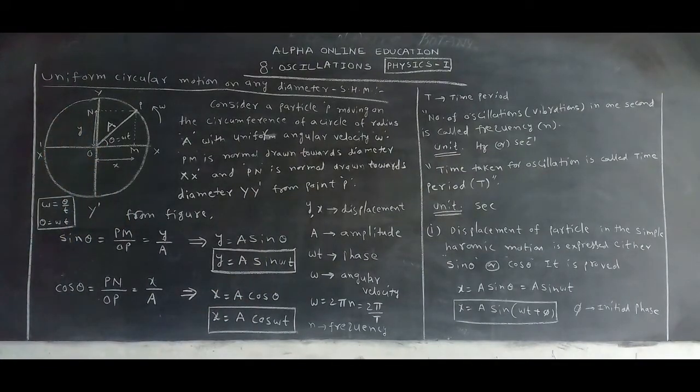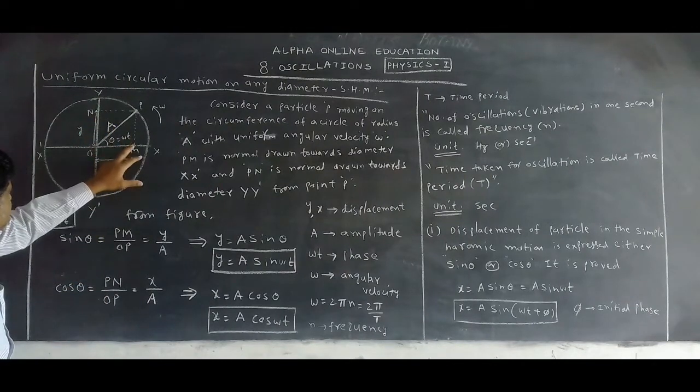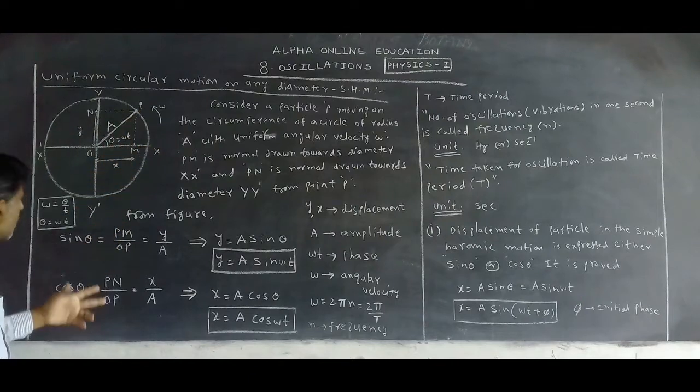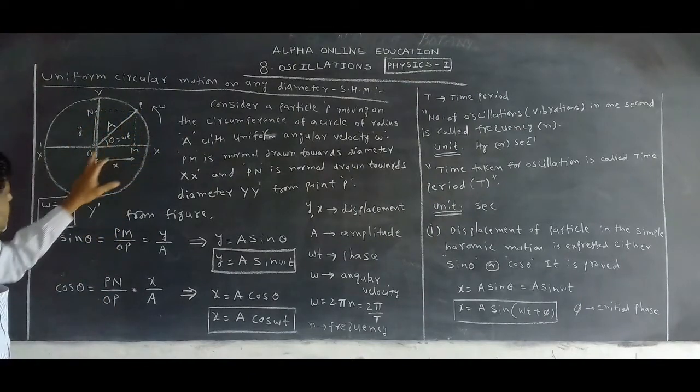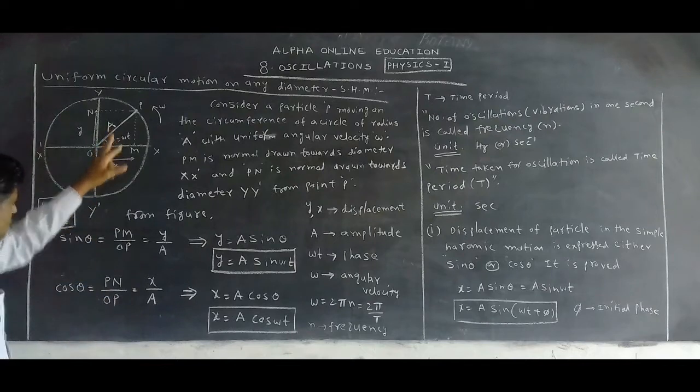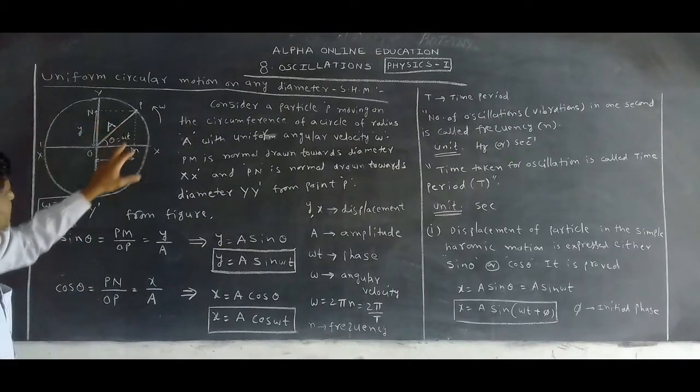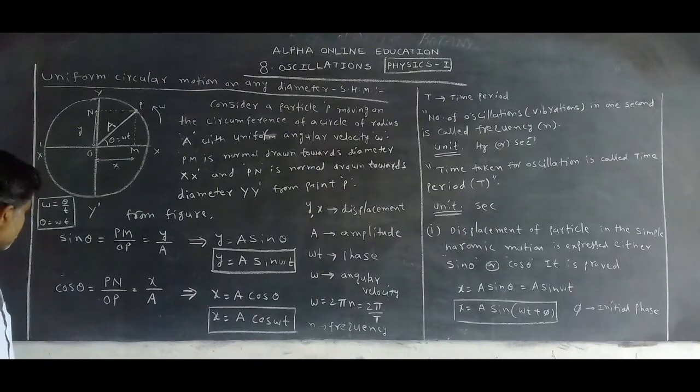From the figure you write cos theta. What is the formula of cos theta? Adjacent side by hypotenuse. What is the adjacent side? PN or OM, anyone. Hypotenuse is OP. What is PN? PN is equal to x. What is cos theta? Adjacent side by hypotenuse, PN by OP. What is PN from the figure? X. What is OP from the figure? A. So what we can get?